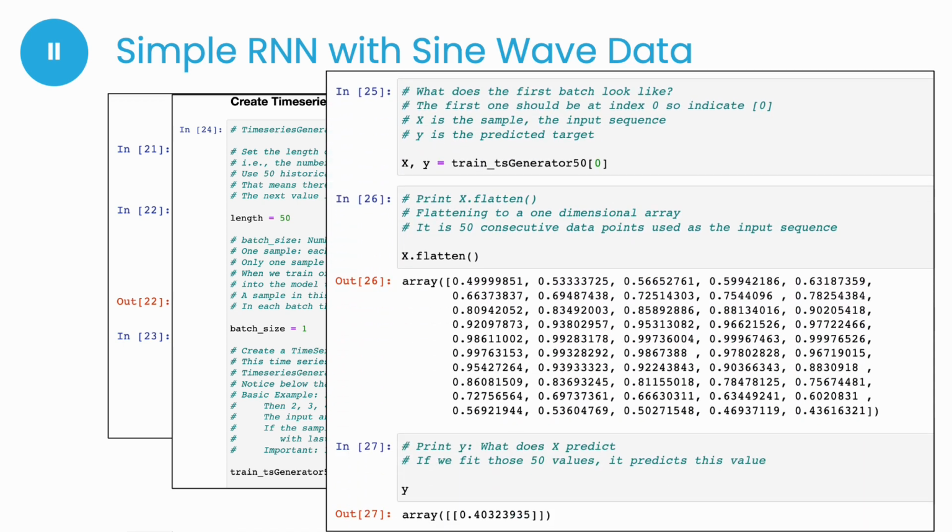Next, the X and Y are defined as the sample input sequence and the predicted target. Then I flattened and displayed the one-dimensional array of the 50 consecutive data points that are used as the input sequence. Next, I displayed Y, which is what X predicts.